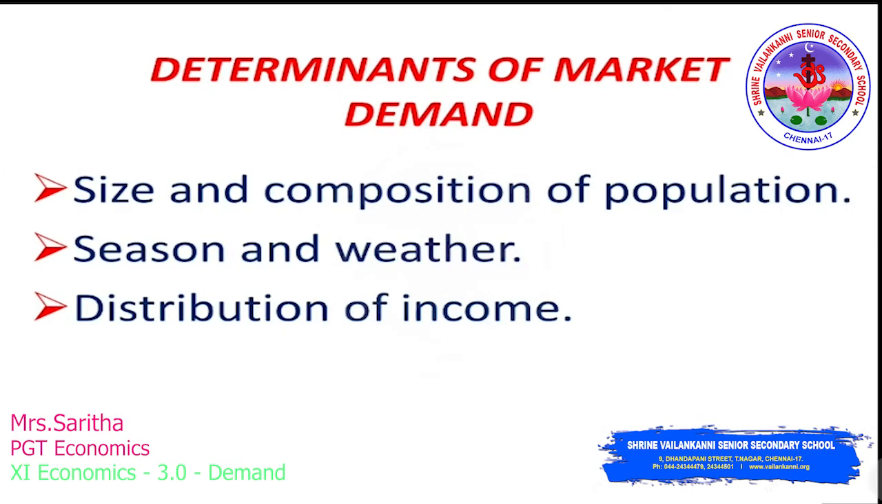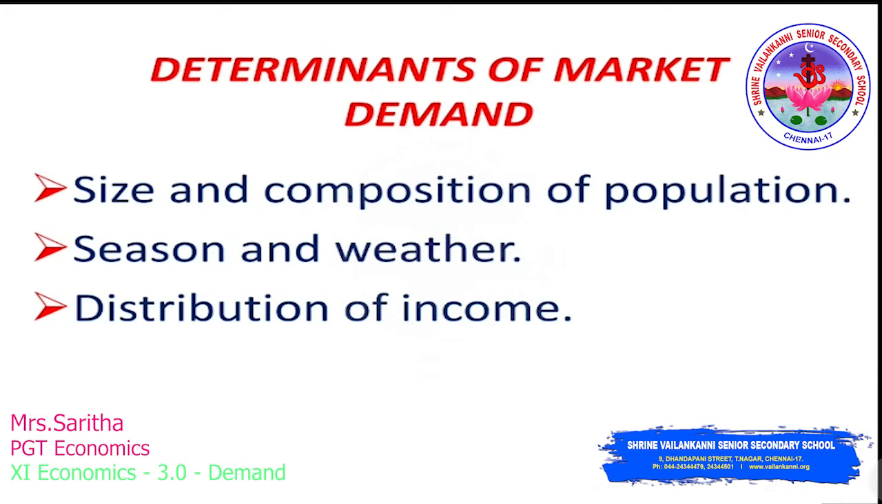Determinants of market demand. There are three determinants of market demand: size and composition of population, season and weather, distribution of income. The first one, size and composition of population. Yes, market demand for a commodity is affected by size of population in the country. Increase in population raises the market demand, while decrease in population reduces the market demand.